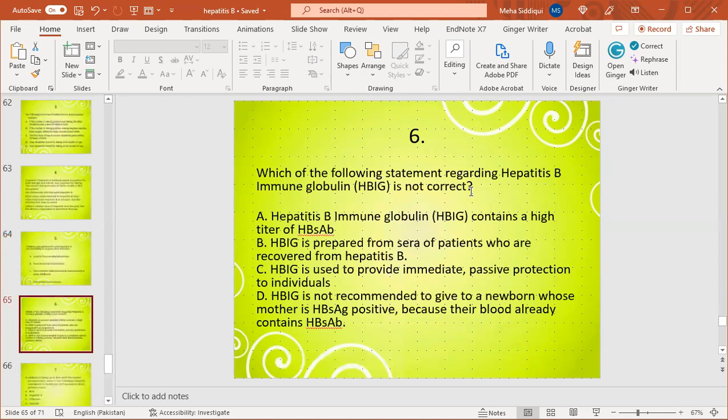MCQ number 6. Which of the following statements regarding hepatitis B immunoglobulin is not correct? A. Hepatitis B immunoglobulin contains a high titer of hepatitis B surface antibody. B. Hepatitis B immunoglobulin is prepared from serum of patients who have recovered from hepatitis B. C. Hepatitis B immunoglobulin is used to provide immediate passive protection to individuals. D. Hepatitis B immunoglobulin is not recommended for newborns whose mother is hepatitis B surface antigen positive because their blood already contains hepatitis B surface antibody. B is the right option.